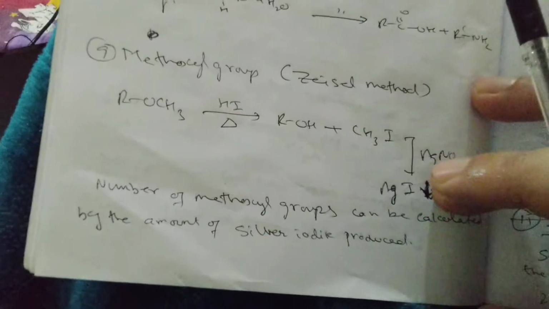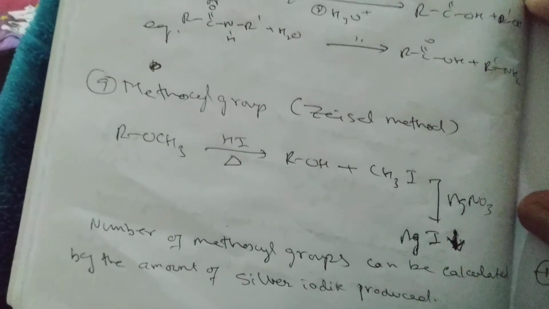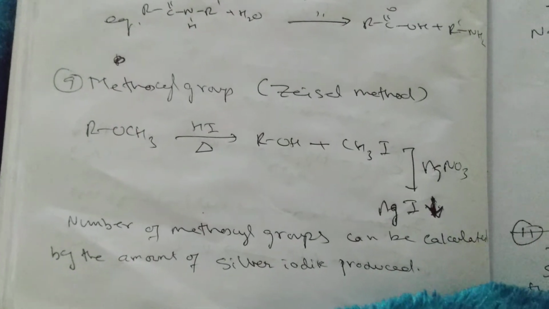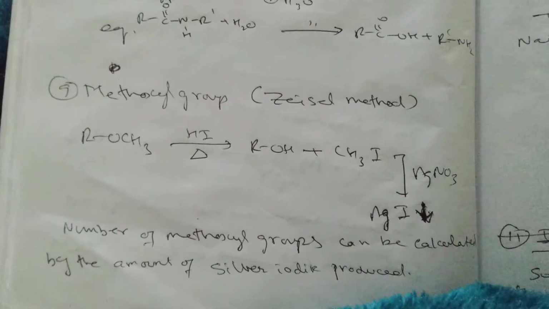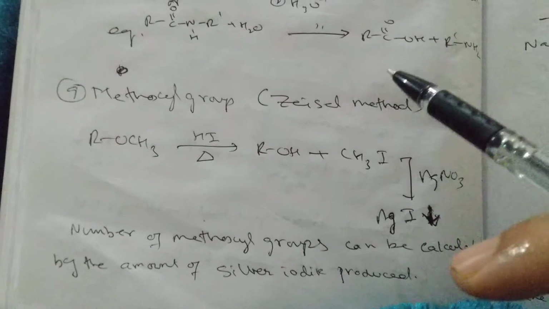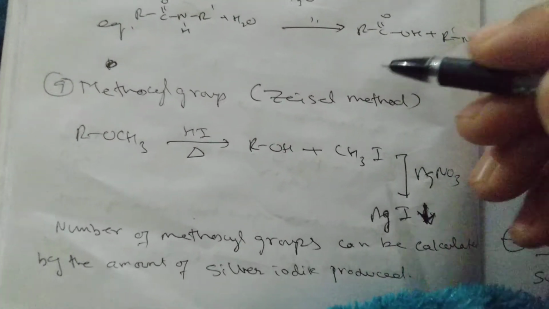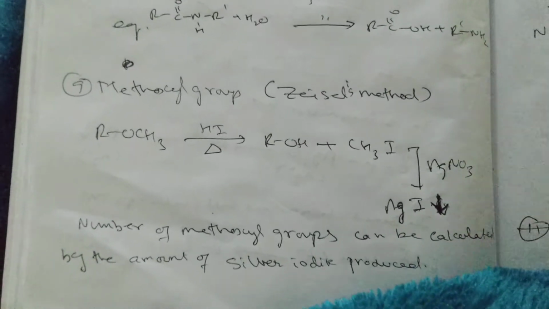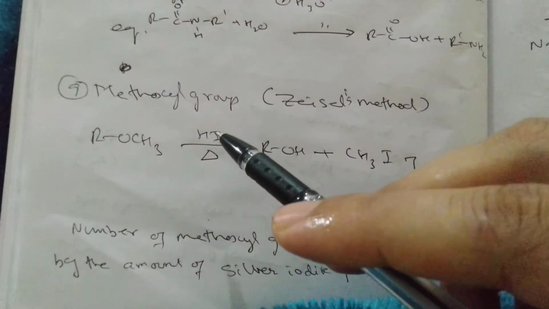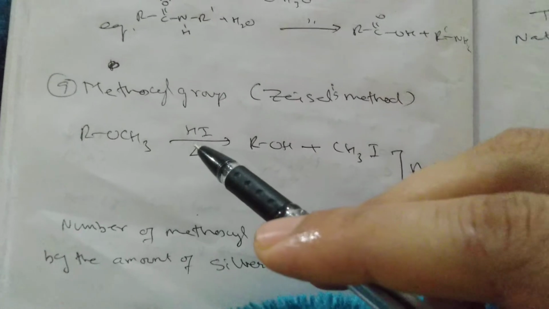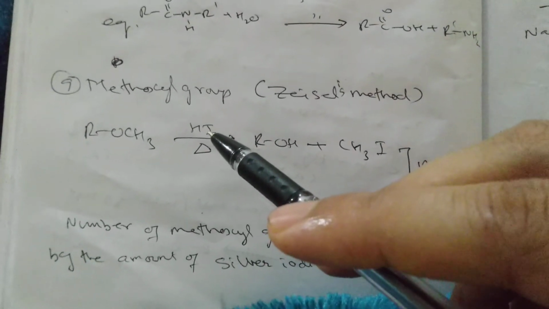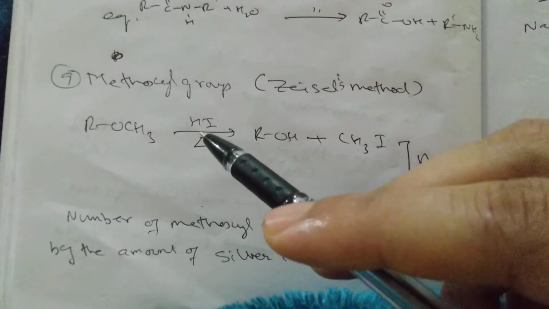Now what if you have methoxyl groups? If methoxyl groups are there, we find out if it has methoxyl groups, and how many are there, by a method called Zeisel's method. Zeisel was a scientist, so it's called Zeisel's method. You react with HI and you heat it. It's a very harsh method. HI, you know, is a very powerful acid. It is much stronger than HCl, HBr.